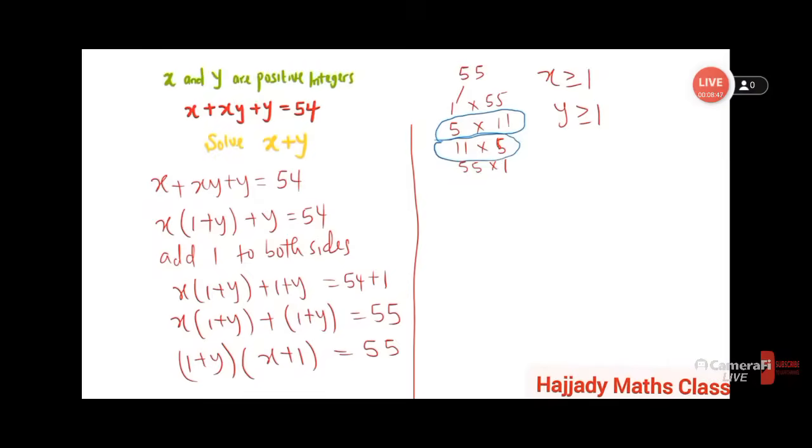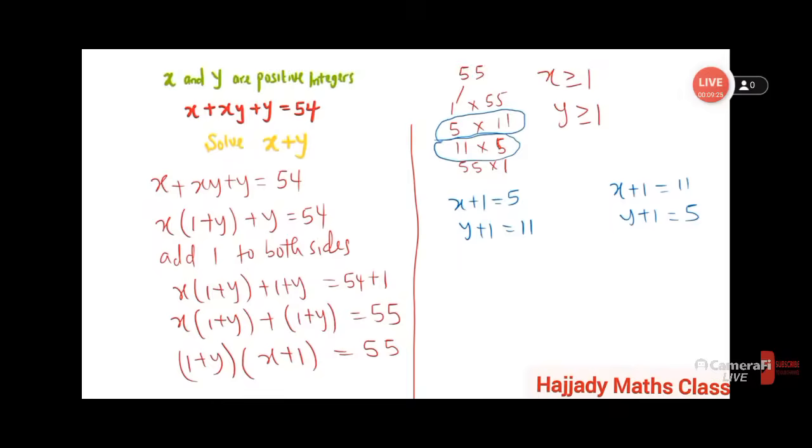So we are considering these two conditions. Now solving further here, I can have that my x plus 1 is equal to 5, and also my y plus 1 is equal to 11. This is the first condition. And the second condition is that my x plus 1 equals 11, while my y plus 1 equals 5.